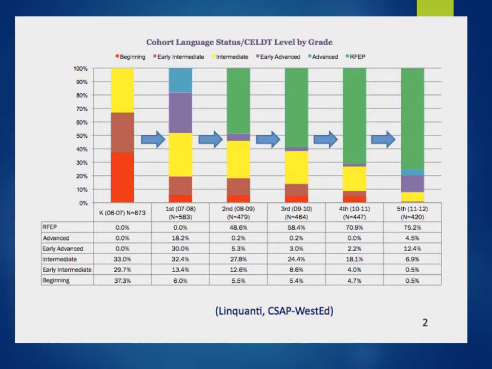But the thing to consider is all of these students are still in school. These students that are now reclassified as English proficient are now considered native English speakers. Is that actually the case, though? If we took a closer look at their academic data, would there still be some language-related needs because of home language interference or what have you?